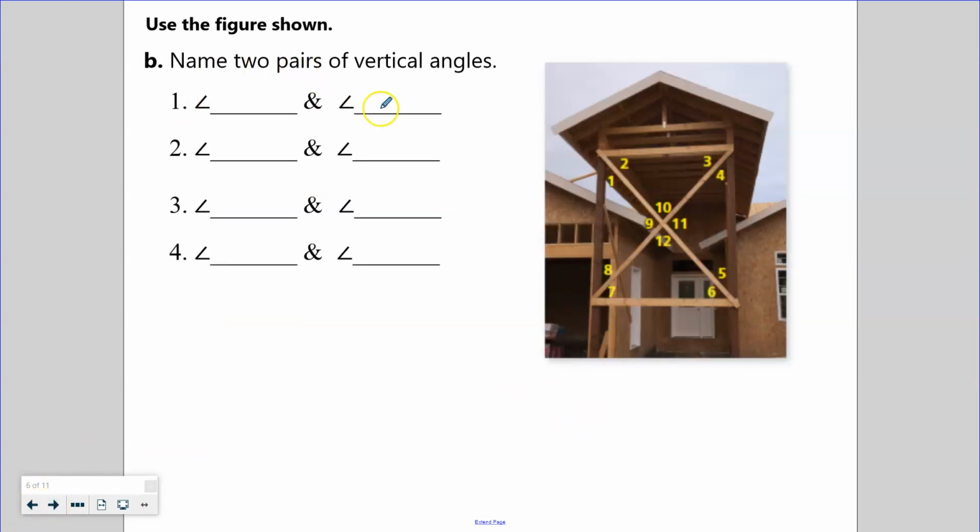All right, name 2 pairs of vertical angles. Ooh, this is fun, right? So 10 and 12, they're opposite, right? 10 and 12, opposite angles. They're equal to each other, right? And 9 and 11, right? And so 9 and 11, 10 and 12.